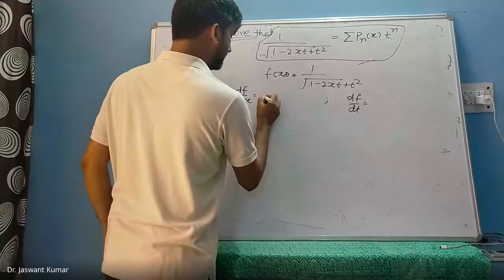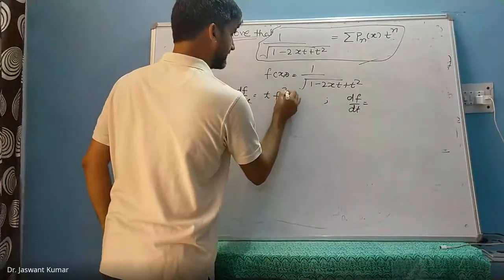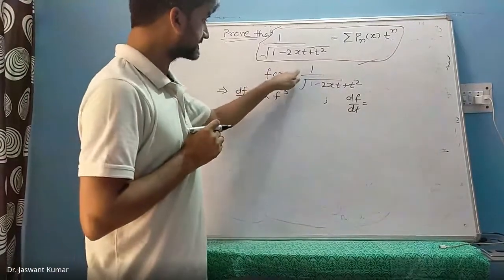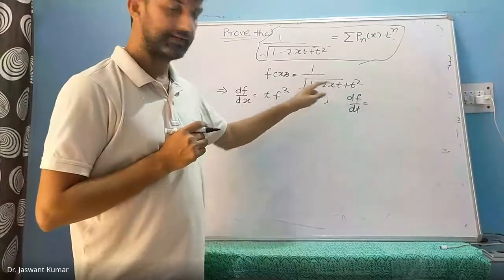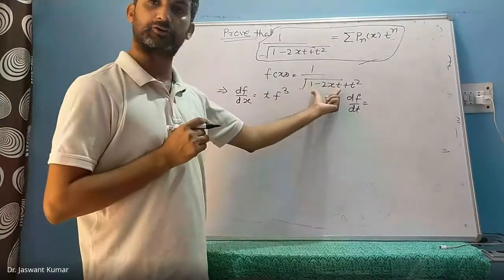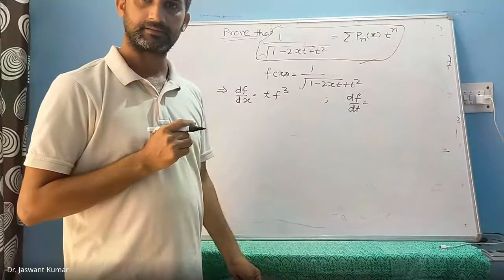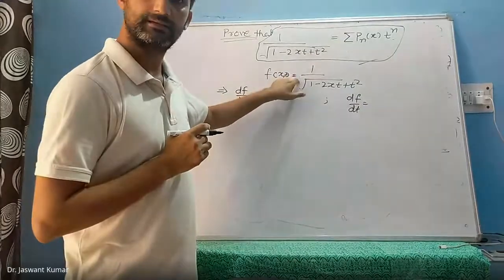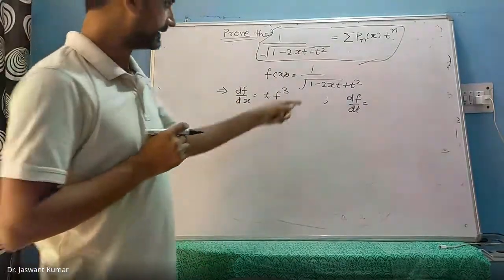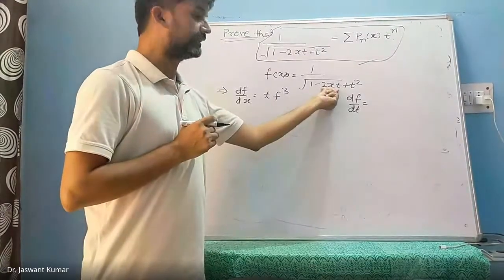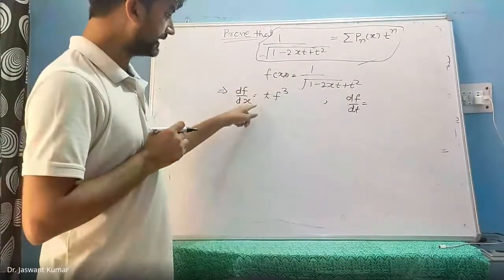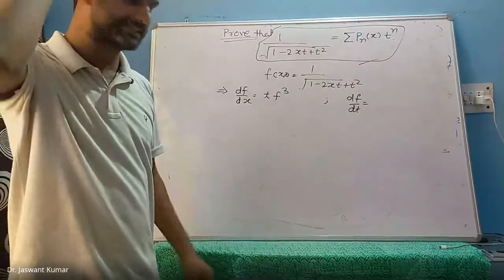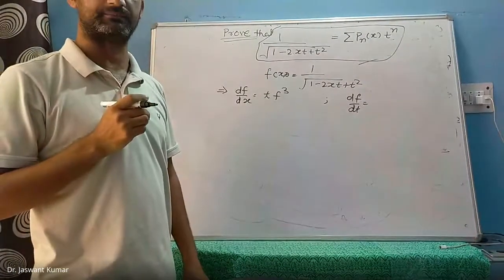So this df by dx is going to be that f3. This f3 has come because this was a 1 by 2 power over here, and when you take df by dx, this is going to be a 3 by 2 power with a 1 by 2 factor because of this 1 by 2. And then d by dx of this is going to give you a 2t term. So 2t by 2 gives you a t, and this 1 minus 2xt plus t square to the power minus 3 by 2 gives you an f cube term.